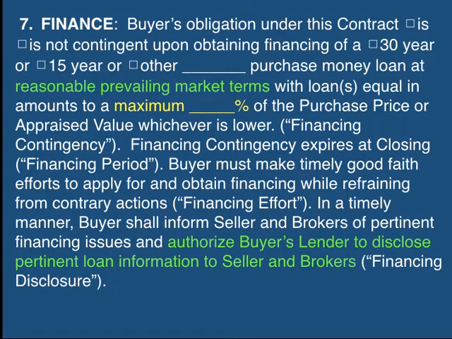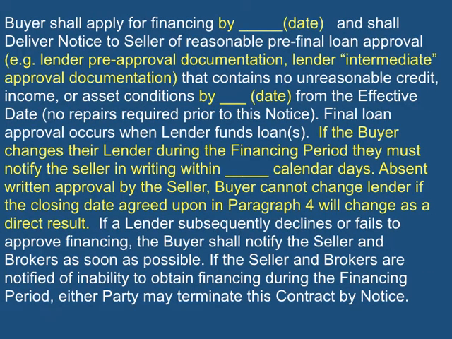That's a financing disclosure. A lot of times you call a lender and the loan officer will tell you that that's confidential information they cannot share with you. You sometimes have to copy and paste into an email the section of the contract where the buyers have authorized the buyer's lender to disclose pertinent loan information to the sellers and the brokers. Buyer shall apply for financing by a specific date. You put the date in there. If they've already gotten a pre-approval through maybe Prosperity and their Buyer Advantage program, then you can just put NA there, but that's going to be highly unusual.